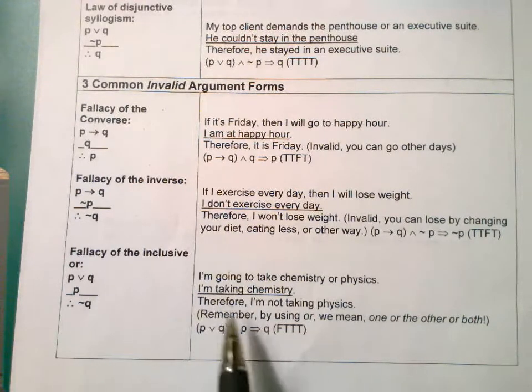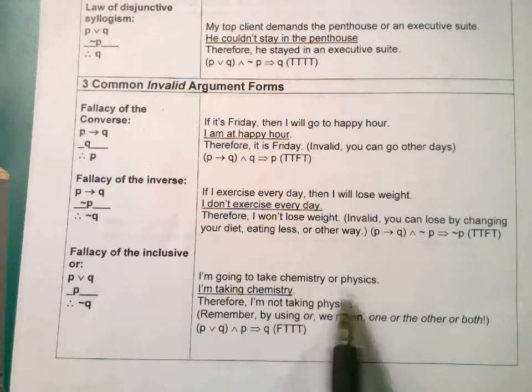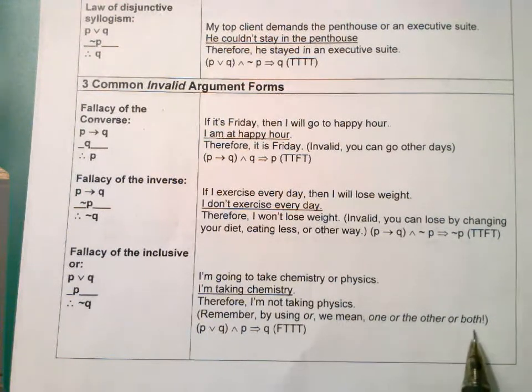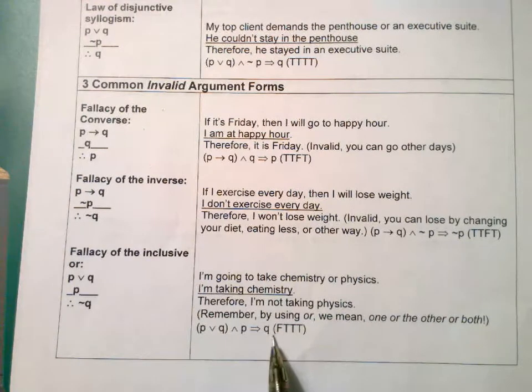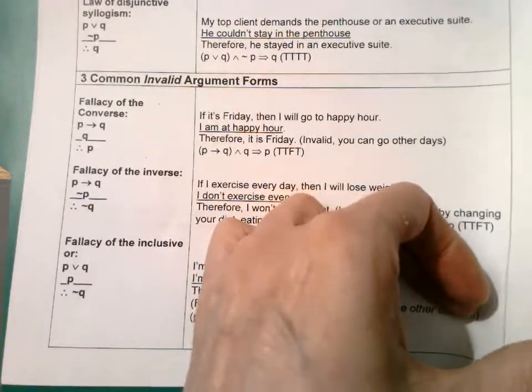Fallacy of the inclusive or. I'm going to take chemistry or physics. I'm taking chemistry, therefore I'm not taking physics. Remember, using or, we mean either of them or both. So when you run a truth table on this, you're going to get an invalid. So let's try some of these and try to identify which ones they are.